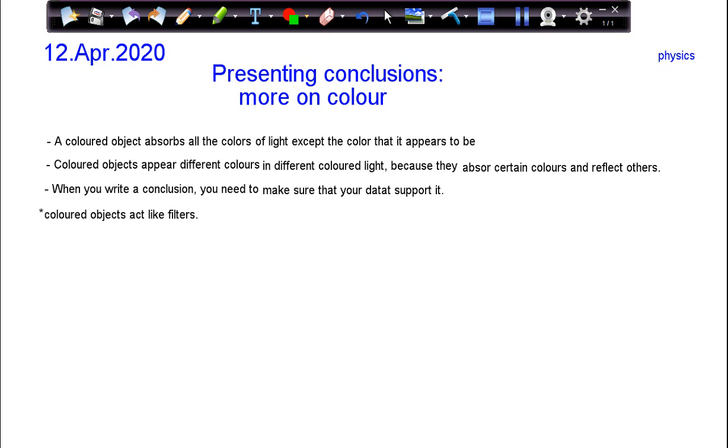And don't forget that colored objects act like filters. Why do they act like filters? Sometimes I will ask you, this is a good question, why colored objects act like filters? Because colored objects absorb all the colors of light except the color that they appear to be. So this is all about presenting conclusions, more on colors.